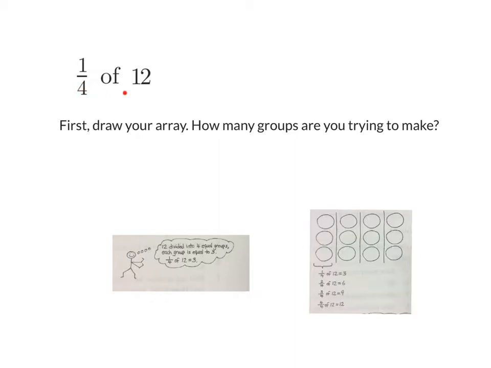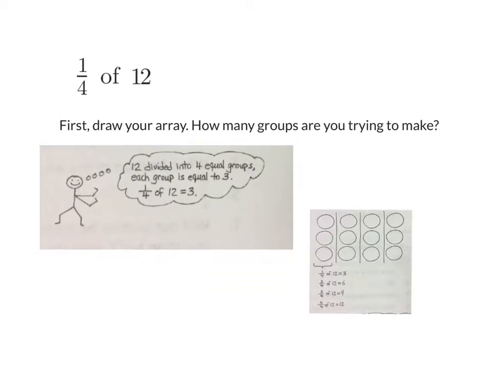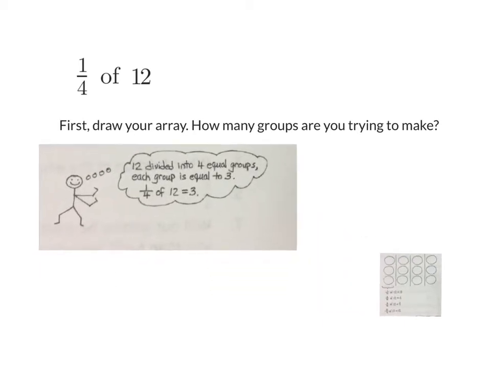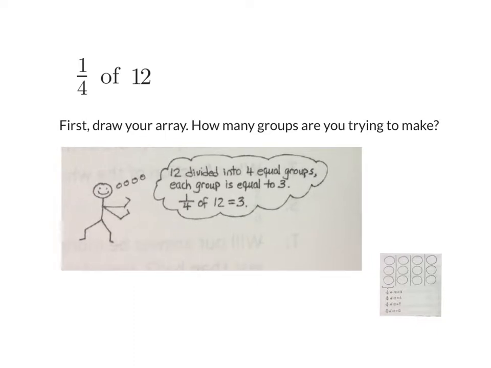of a set. The fraction's 1/4, and we have a set of 12 items, and we want to find out what 1/4 of the 12 items are. We can think to ourselves, 12 divided into 4 equal groups, because we know eventually we want to find 1/4 of them, so we want to find 1 out of the 4 total groups. So we know that 12 divided into 4 equal groups will be 3, so 1/4 of 12 is 3.